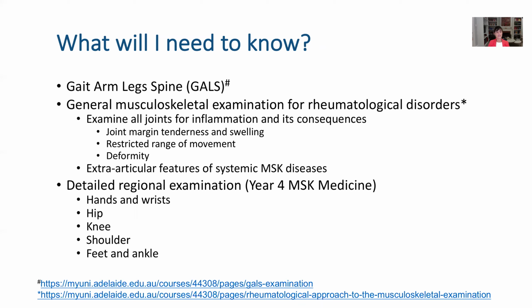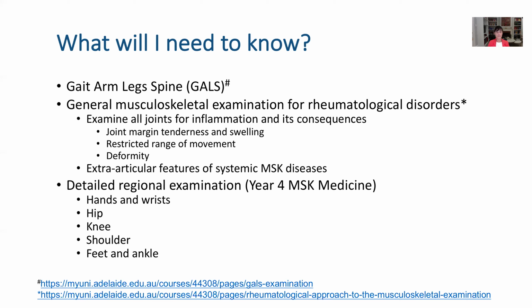And in essence, the aim of the examination is to determine whether there's any inflammation in any joints and its consequences. So inflammation in general is defined as joint margin tenderness and swelling. It may be associated with a restricted range of movement, and if there's been damage in response to the inflammation, there may well be joint deformity. And of course, the extra-articular features of systemic musculoskeletal diseases, as mentioned.